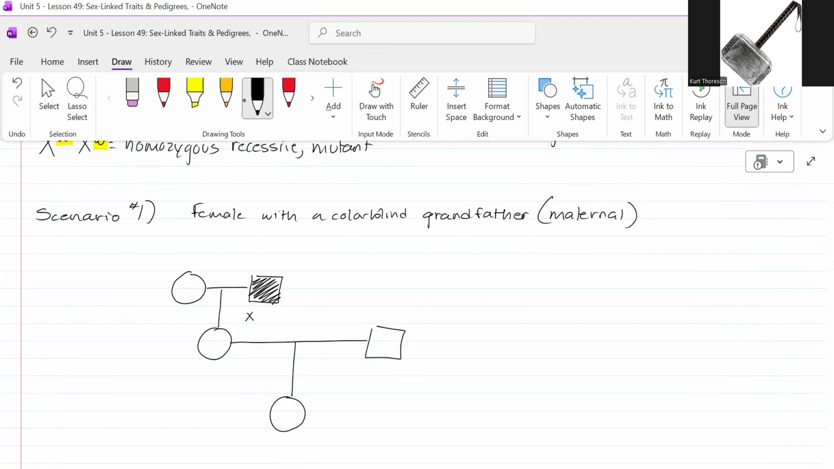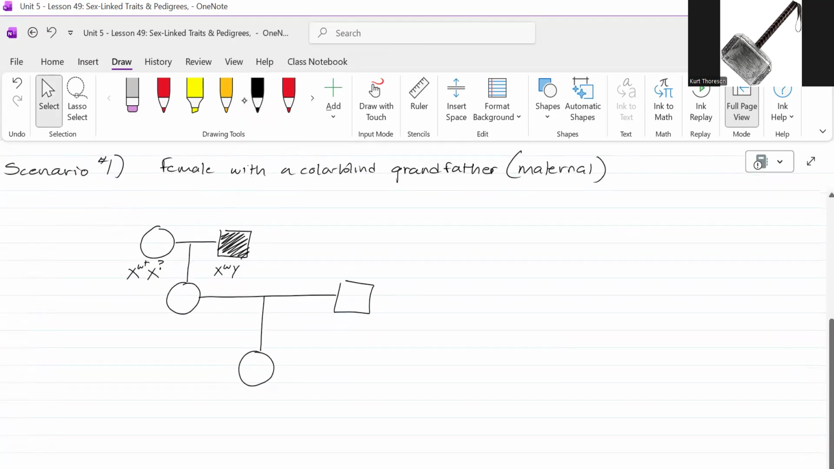He is X recessive allele. Now I asked her, is your grandmother colorblind? And she said no. So I don't know if grandmother is homozygous dominant or heterozygous, so I can put a question mark here. I don't know for sure.